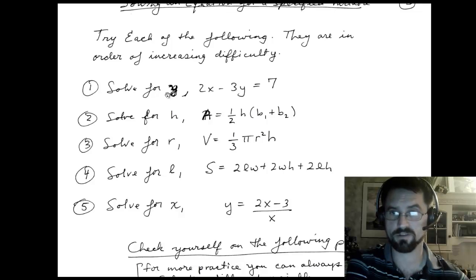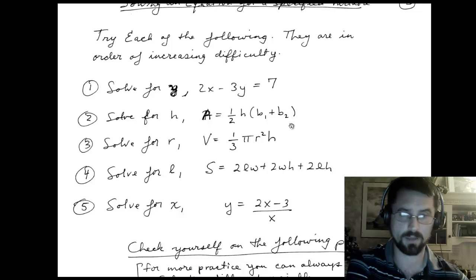Number 1, I want you to solve for y, and it's a linear equation. You should know that from intermediate algebra. Number 2, solve for h. A equals 1/2 h times (b1 plus b2). That's the area of a trapezoid. I want you to solve for h. Also a problem I would expect you'd be able to do coming out of intermediate algebra.